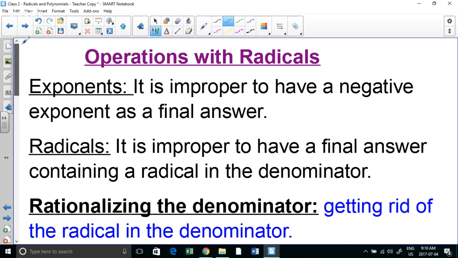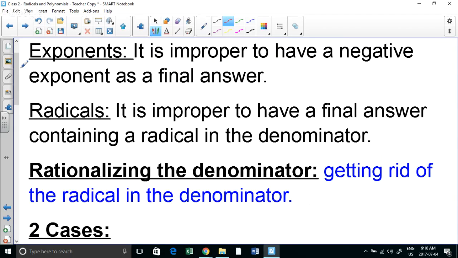What we are going to do is what is called rationalizing the denominator. So we know with exponents, our final answer can never have a negative exponent. So before we give our final answer, if there's a negative exponent somewhere, for instance, if we have 2x over y to the negative 1, this is not an acceptable final answer. We have to deal with this before we give a final answer.